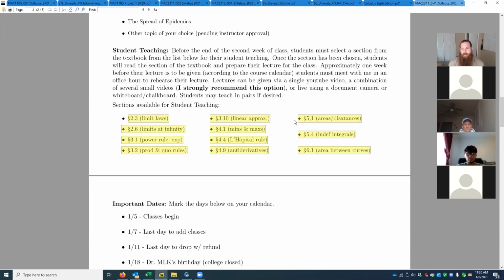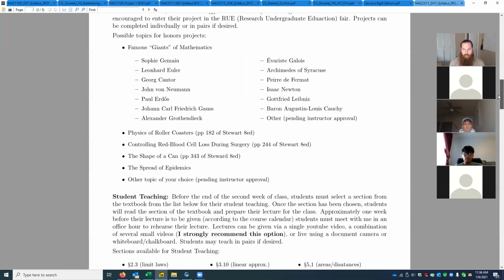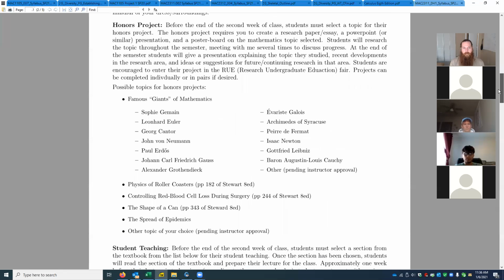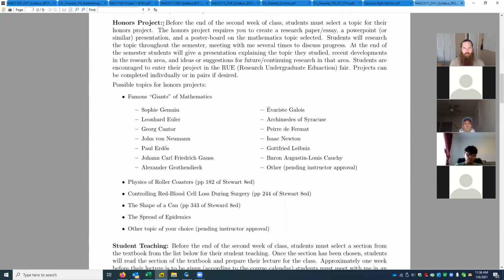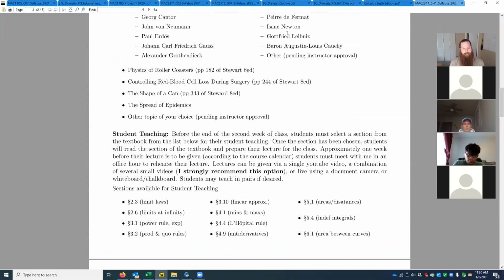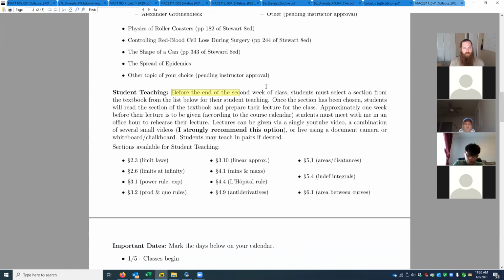Some of the sections in the textbook I really insist on teaching myself because they're kind of tricky in their concepts and I want to make sure everything is done exactly the way I like to do them. But I'd be willing to make exceptions here, especially if you have strong feelings about it. So keep this in mind, make a note. Before the end of next week, I need from you your honors project topic, just the topic, and the section you want to teach for your student teaching.